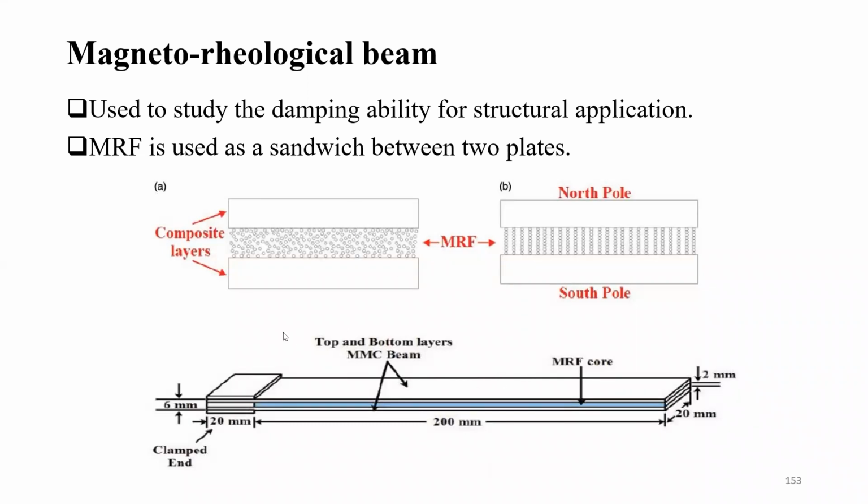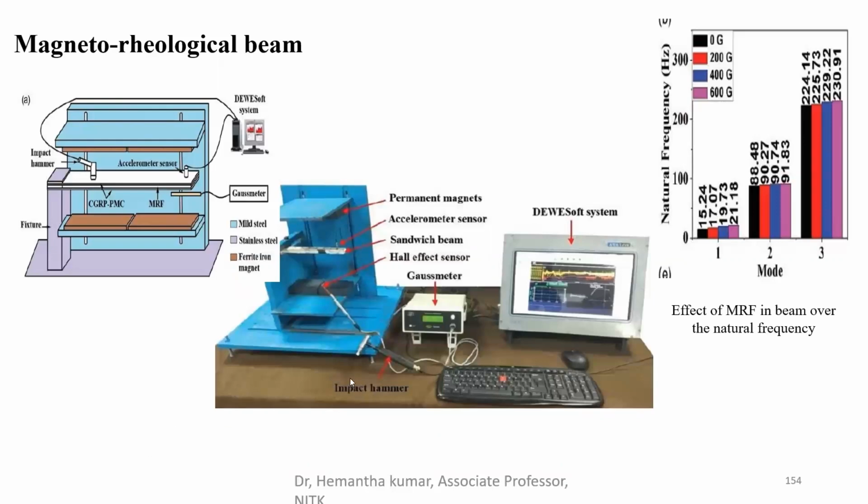So vibration of the structure can also be controlled with this magnetorheological beam. This is also done by Hemant Kumar sir at his institute, NIT Surathkal. So what they have done is, the plate, this is the sensor. This is a sandwich beam. Then they have used the exciter. They have fitted this accelerometer. Then they have placed this permanent magnet. Actually, this permanent magnet need not be placed.